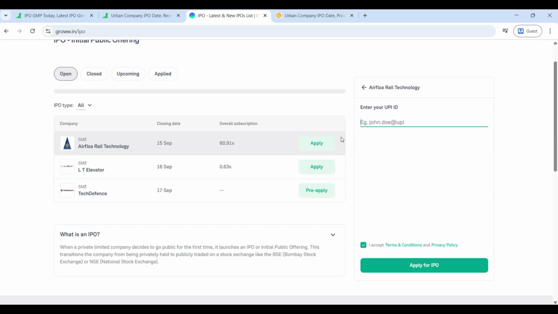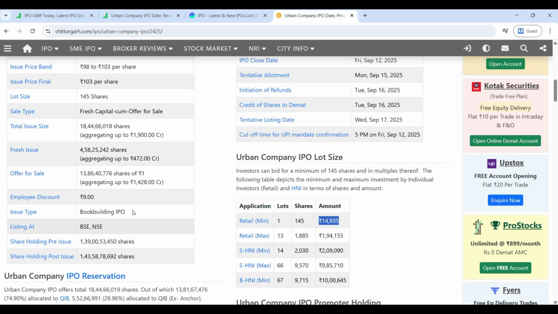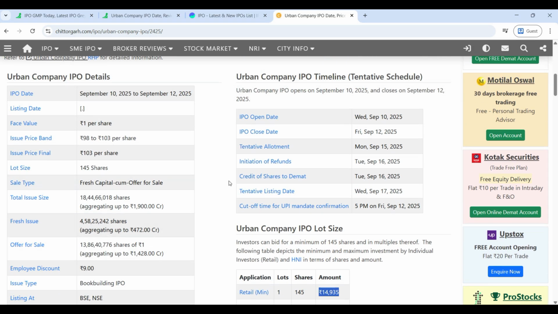Once you have applied for the IPO, we should wait for the tentative listing date and the initiation of refunds. So for example, if we applied for Urban Company, we can apply from September 10 to September 12. We will get to know whether we got allotment or not by September 15. If we didn't get any allotment in that company, then we will get our money back. Whatever amount we had applied for this IPO, they would refund it on September 16 itself. So this is how it works, and this is about gray market premium and applying for an IPO.